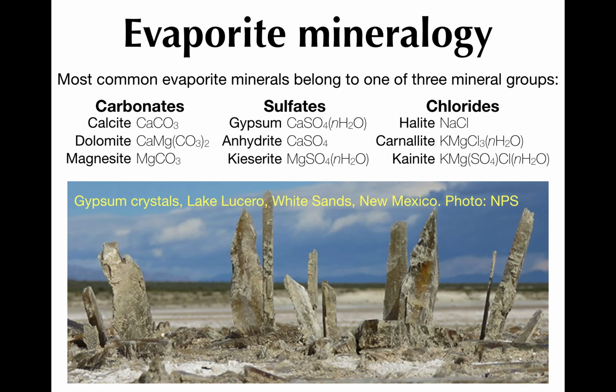The most common evaporite minerals are carbonates like calcite or aragonite, sulfates like gypsum, or chlorides like halite. And what determines which category a given mineral falls into is the anion in the chemical formula. So carbonates all have the carbonate anion in them. Sulfates all have the sulfate anion in them. And chlorides all have chlorine.